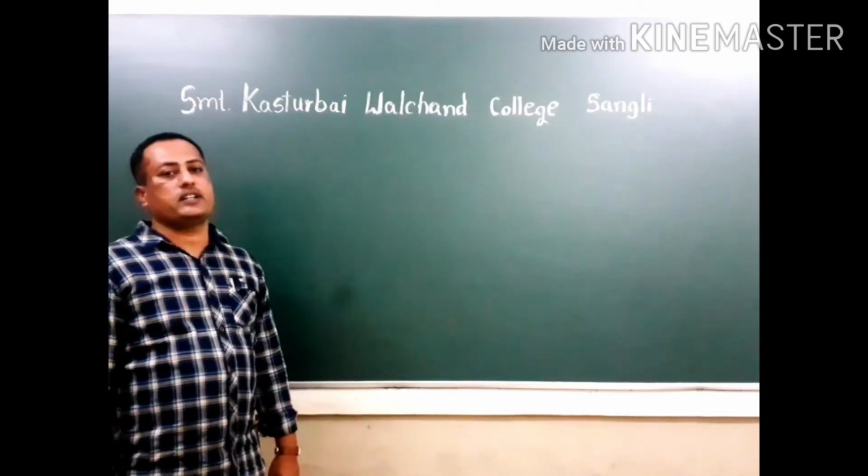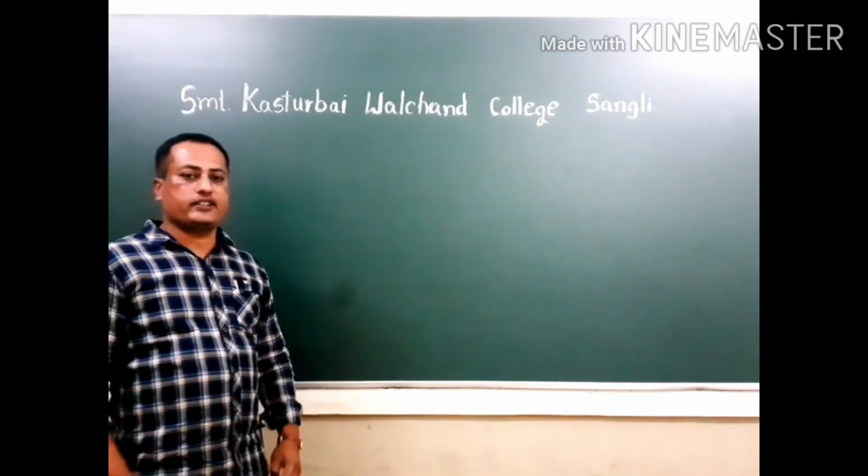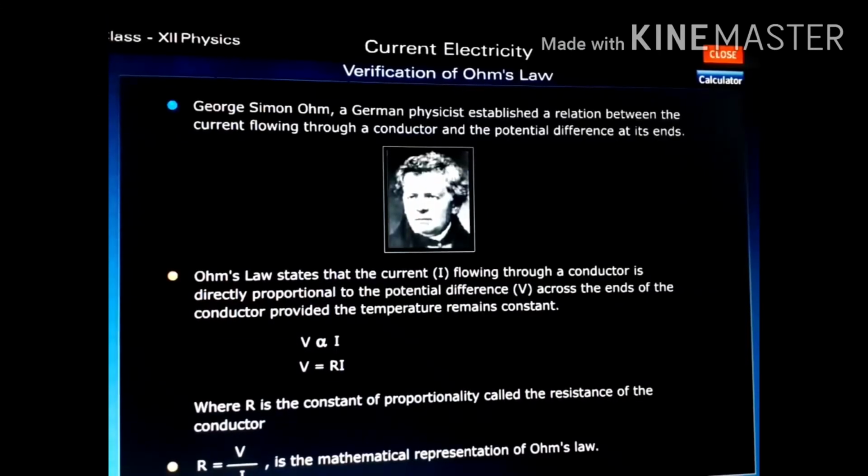Today we are going to study current electricity. Let's start from Ohm's law. George Simon Ohm, a German physicist, established the relation between the current flowing through the conductor and the potential difference at its end.